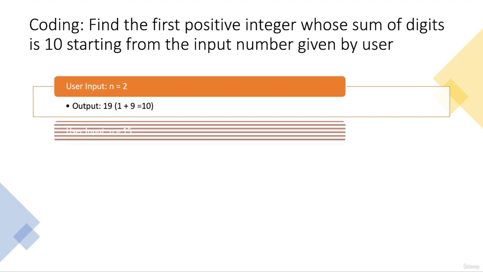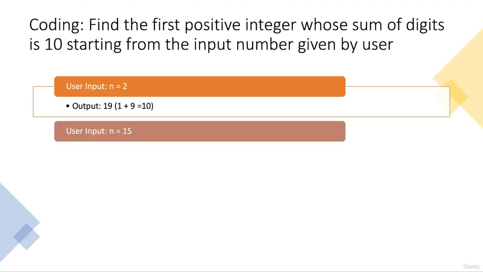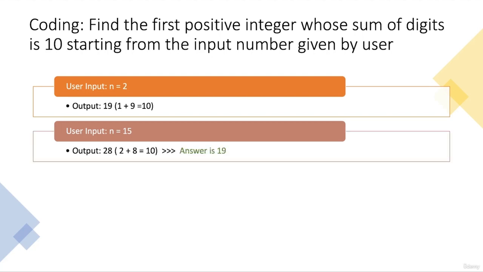Now, here's the surprise part. If you give user input as 15, in the last lecture, I told that the output should be 28, which is wrong. The output will be 19 because after 15, the first number whose sum of the digits is 10 will be 19 and not 28. Obviously, 28 is also 2 plus 8 is 10, but 19 comes before 28. Now, I did it on purpose. And those of you who got this problem statement correctly, congratulations. Those of you who didn't understand the problem statement, congratulations to you as well, because now you're going to learn how to handle this particular situation.